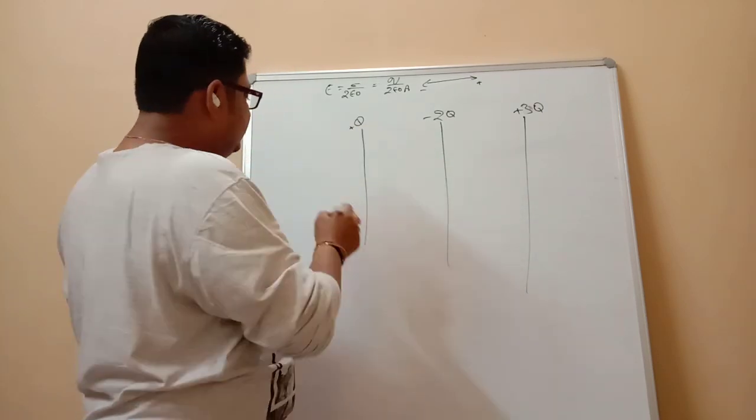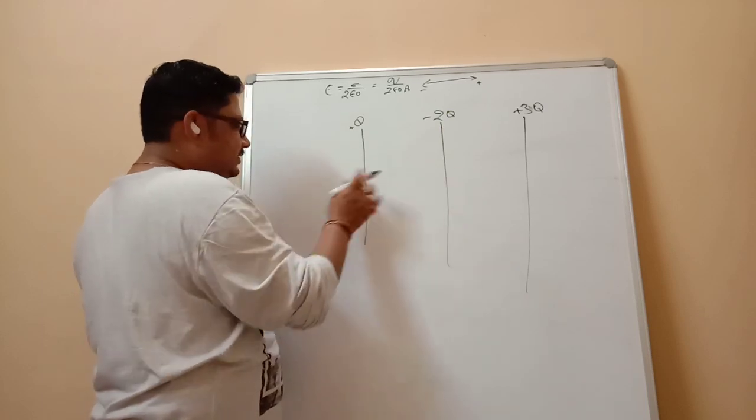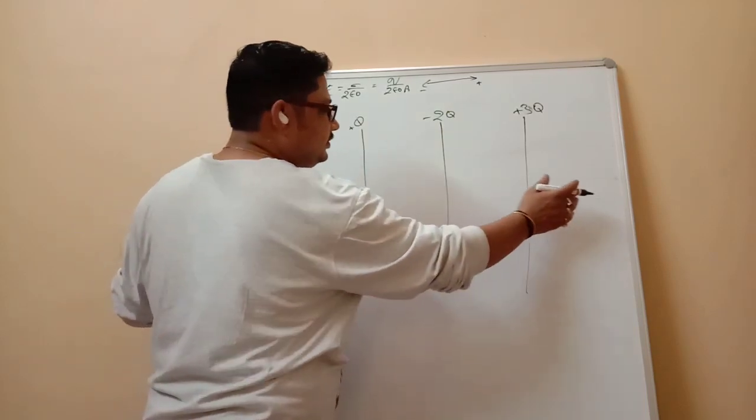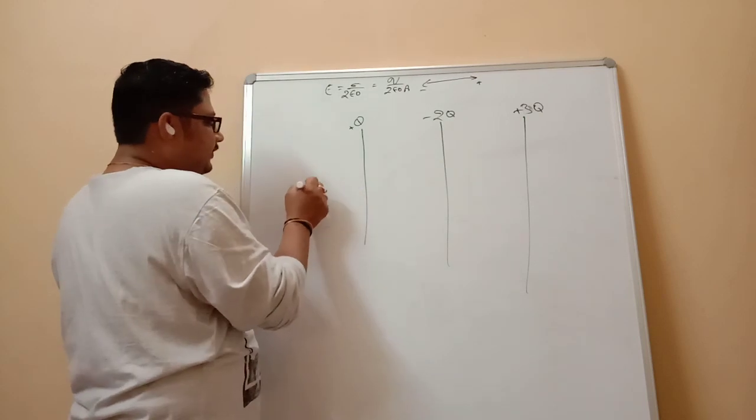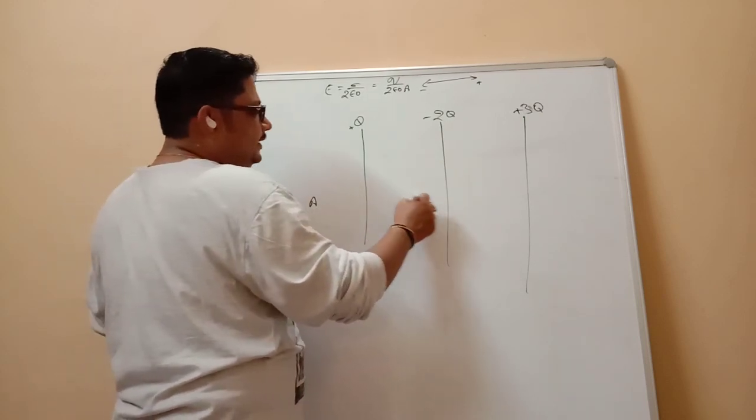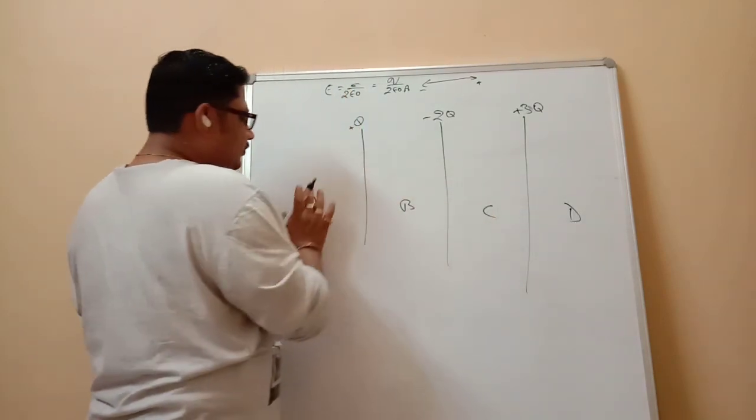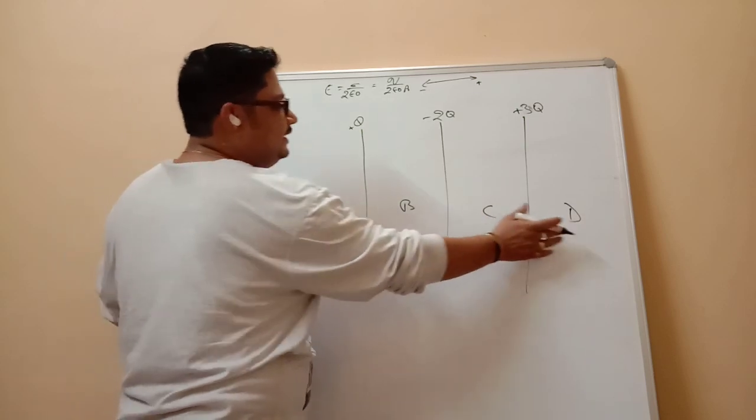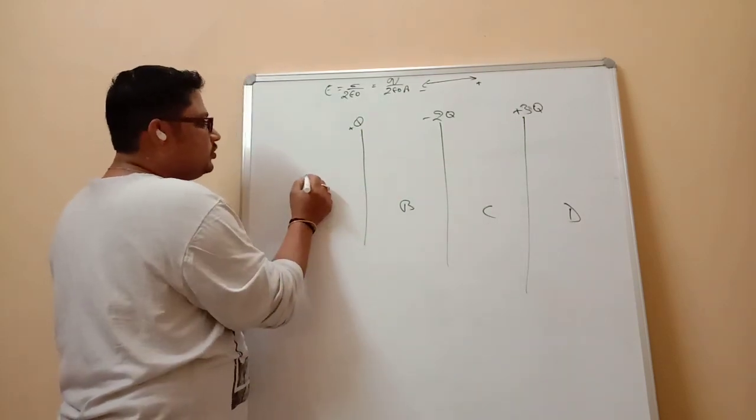If we divide the space, this is region 1, this is region 2, this is region 3, this is region 4. If we label these regions A, B, C and D, and we have to find the electric field at A, B, C and D, then again we will put a positive charge here.